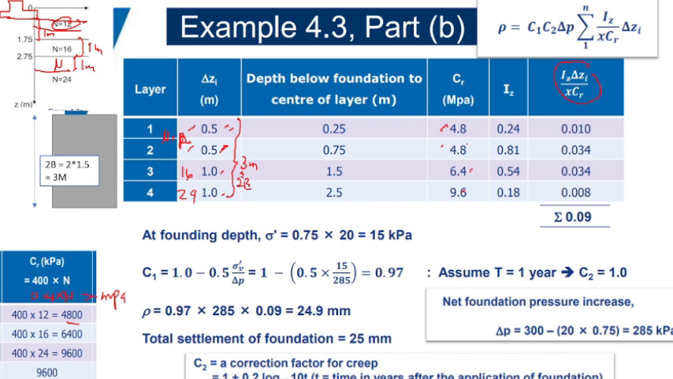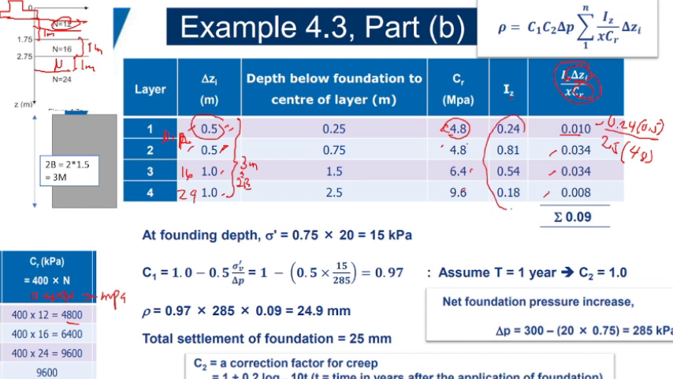Using this formula, IZ is this one. That means, for example, here IZ is 0.24, and then what is this? This is the layer thickness, which for layer 1 is 0.5. Okay, and then X is 2.5 because this is square footing, and then CR is this one, 4.8. That gives you 0.01. The same also with the other layers.